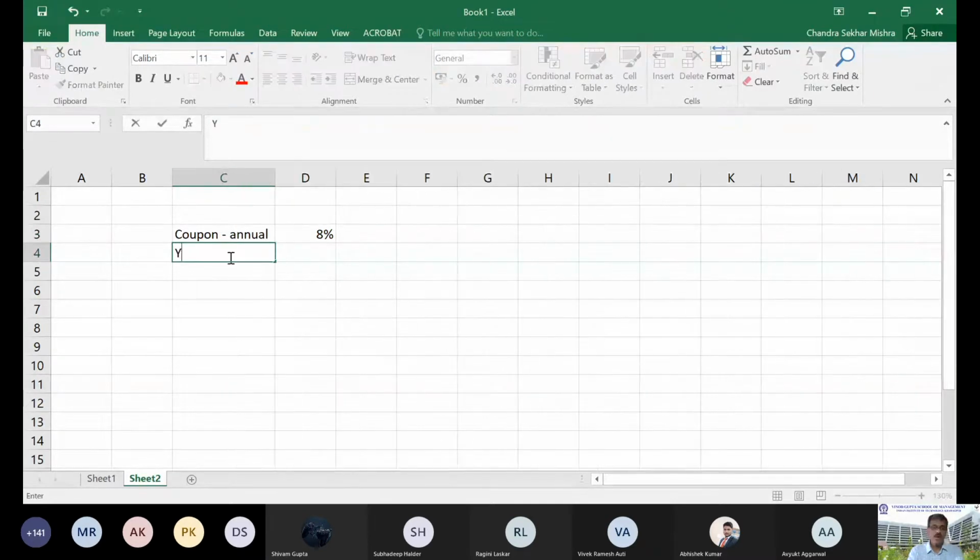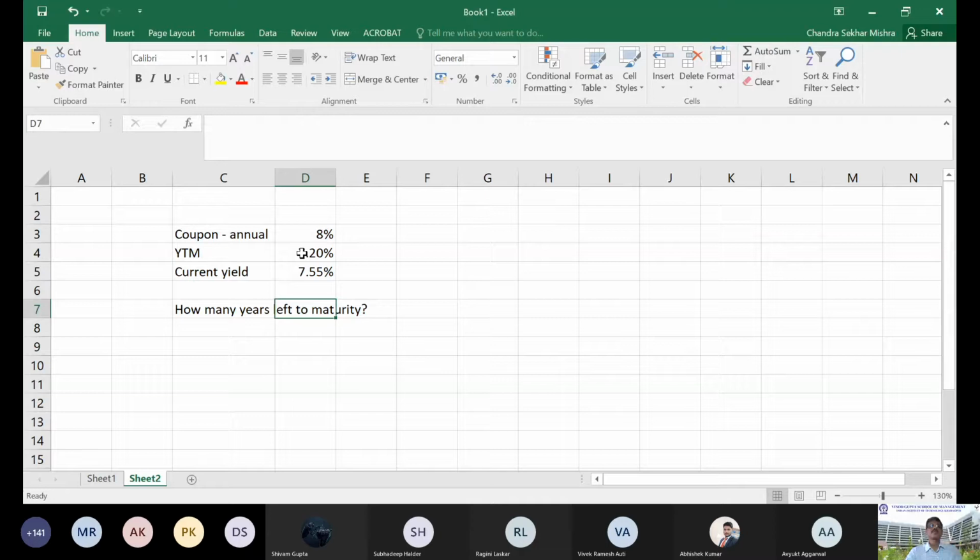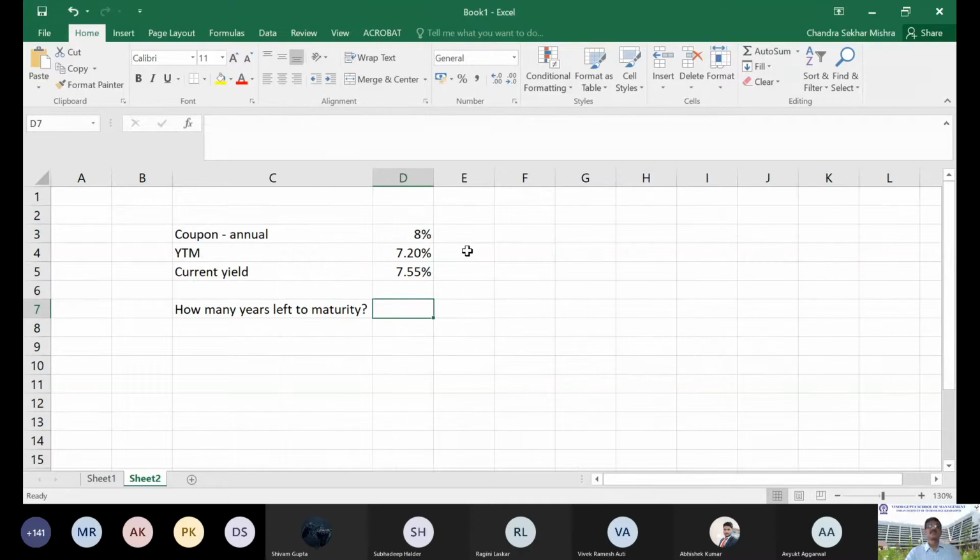Then you have YTM for this bond, which is 7.2%. Current yield, how much? Current yield is 7.55%. Okay, and so you have to find out how many years are left to maturity. You have to find out the N. Okay, right. So how do you go about that?